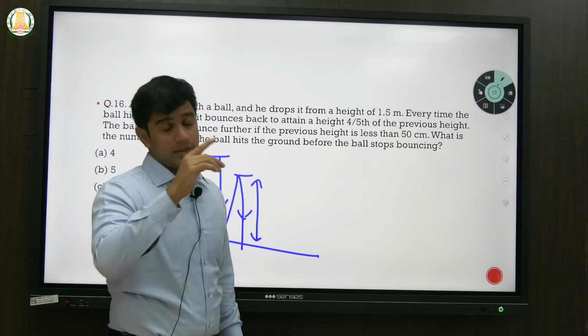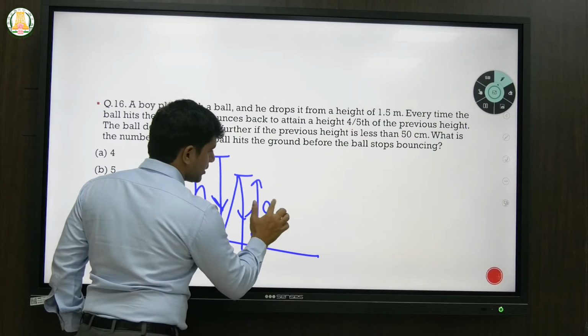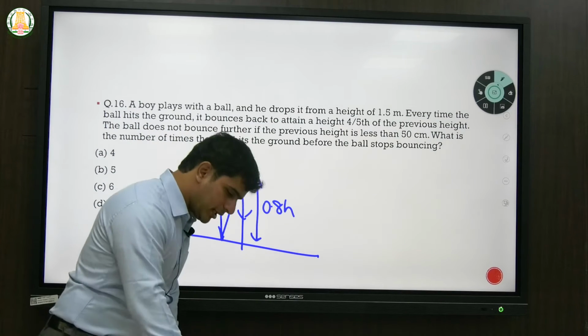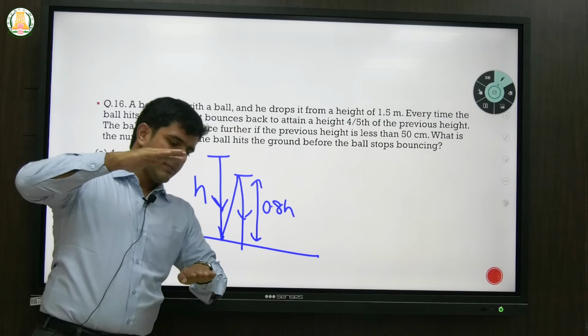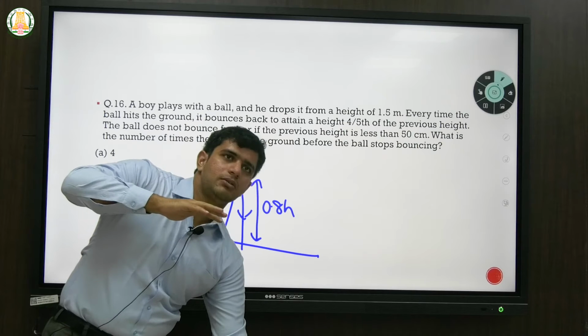Anyone? No, sorry, in decimals, not in fractions. 0.8. So it rises to 0.8 h. Now again what happens? Now the ball has gone down. It rises till this height. After rising, again it has to fall, right? Because gravity is acting. It will fall down.